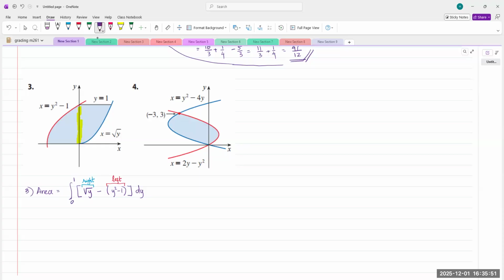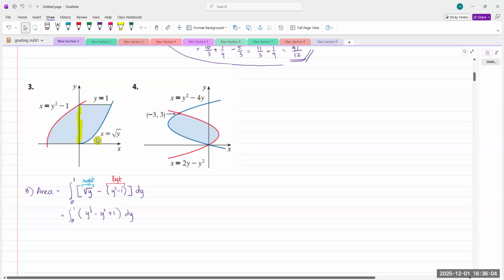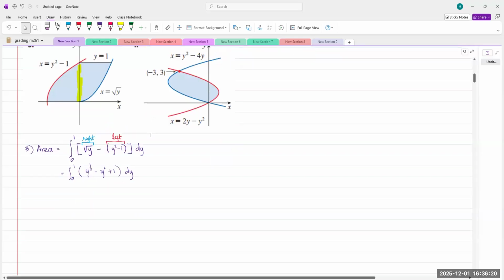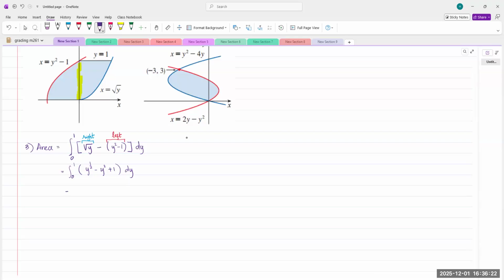Now, to integrate that, we rewrite it first. Integral from 0 to 1 of y to the 1/2 minus y squared plus 1. Always, before you really do the integration, simplify the integrand first. You don't know how much time you will save by simplifying it. What I teach you here is still applicable even when you go to Cal 2, Cal 3. Anytime you do math, when we can simplify, we simplify, right? Okay, and then we go on.